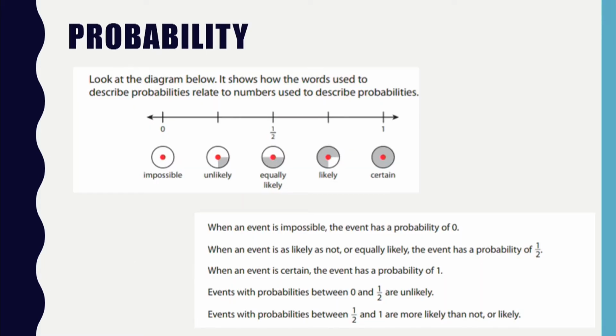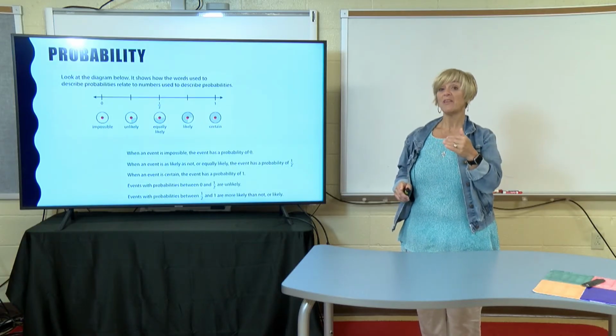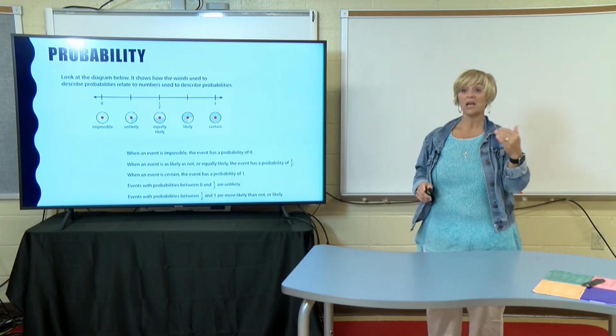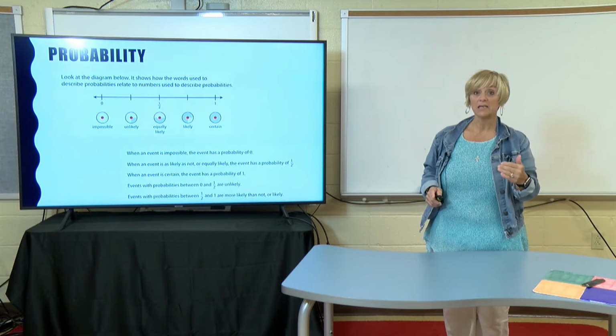When you get to this one, the 3/4, that is very likely. If on our spinner, A was 3/4 of the circle, we would have a 3 out of 4 chance of spinning an A. That is a likely event.